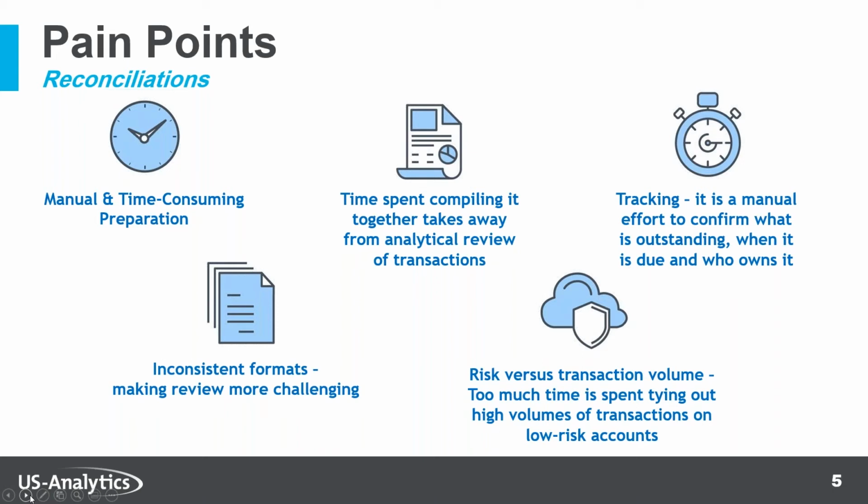And then you've got the risk versus transaction volume. There's a lot of accounts out there that are high volume, but they're a low risk account. You don't need to detail review every item that runs through that account. However, it still needs to get reconciled. So ideally you'd be spending less time on reconciliations that are lower risk, but if they're high transaction volumes, it kind of is the inverse. You end up spending more time on these reconciliations that really aren't providing much benefit.